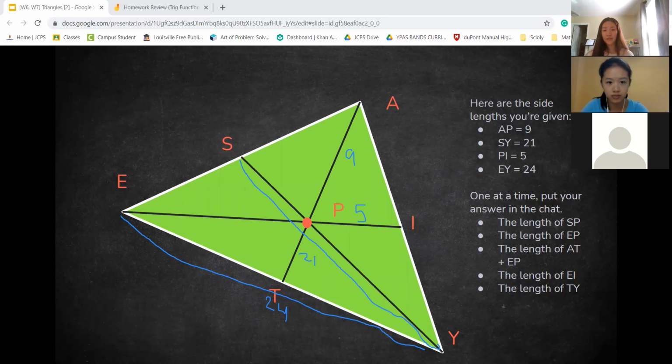Okay, so let's start going over these. I think most of you are right. I didn't get every single one, but let's first start with the length of SP. SP is this segment right here, and we know that the entire median, SY, is 21. Since this is the side that's closer to the side being divided into 2, this is 1/3 of the entire median. The entire median is 21, and 1/3 of 21 is 7.